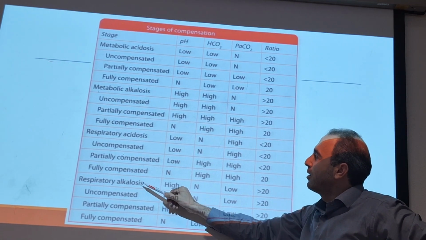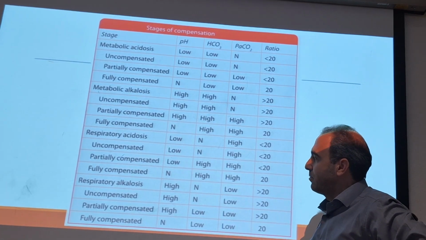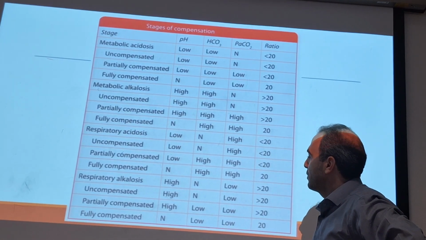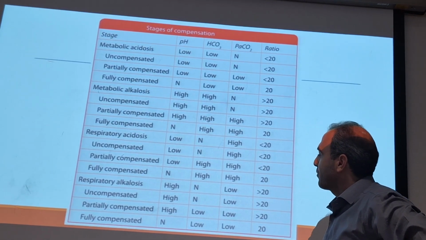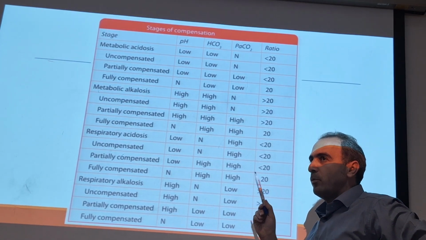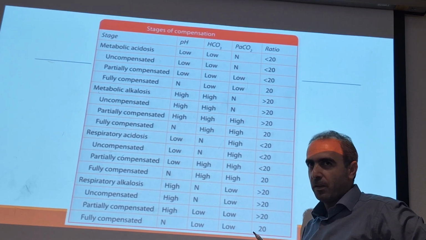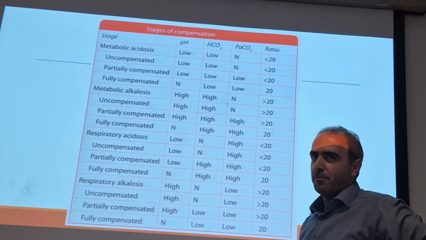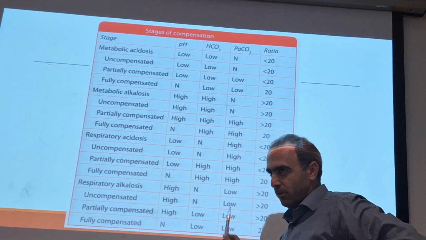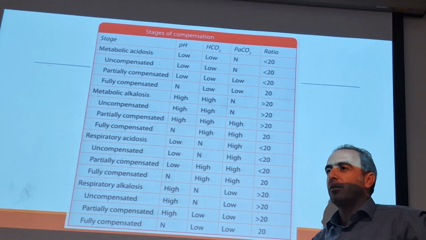Related to respiratory alkalosis, when uncompensated, pH is high, bicarbonate is normal, PCO2 is low. Okay? So do we memorize all this? No, if you memorize one of them, the others are completely clear. But if you pay attention here, in a fully compensated respiratory alkalosis pH is always normal, and fully compensated metabolic acidosis is similar.